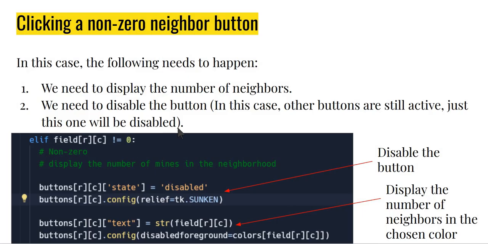Now, we know from the game rules that what we need to do is really two things. We need to display the number of neighbors so that the player can solve this problem. We know that becomes like a clue. Also, we need to disable this button, but in this case, we need to disable only this button. So that's what we are going to do, quite similar to what we had done earlier. Just one thing to watch out for is that these clues, these numbers, will come from the list field, and we want to display them with specific colors.